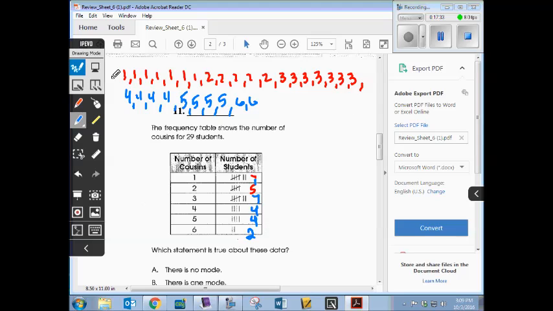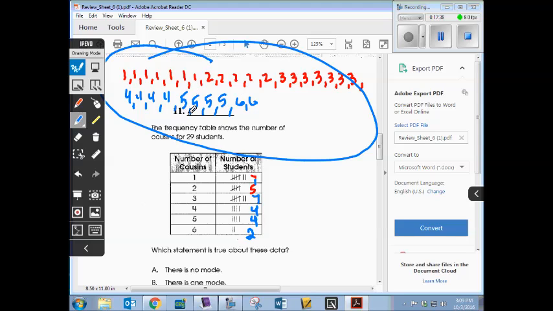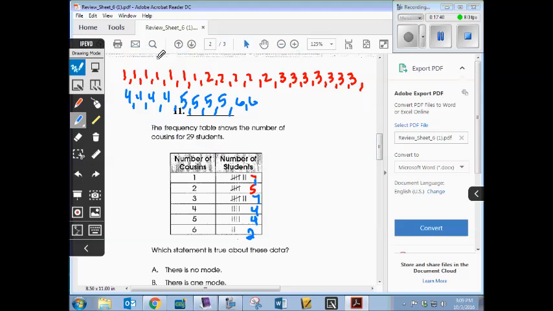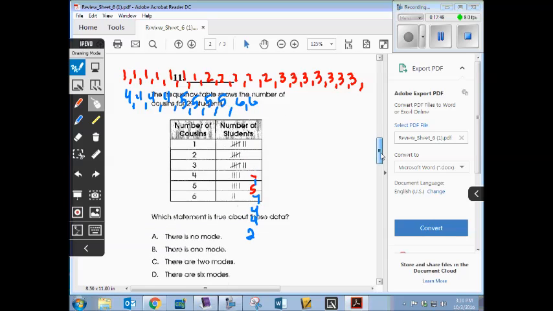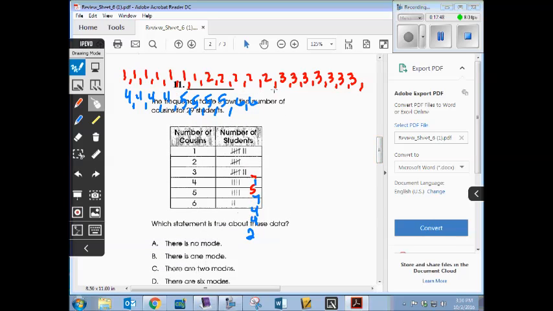Okay? Now, you have to think about this like this. This is how you got to think about it. You got to think about it in terms of that information up there. Now, I already went over what mode was earlier on the front side. Okay, so you have to figure out if this would have a mode, if it would have 1 mode, 2 modes, or if it would have 6 modes. Okay?